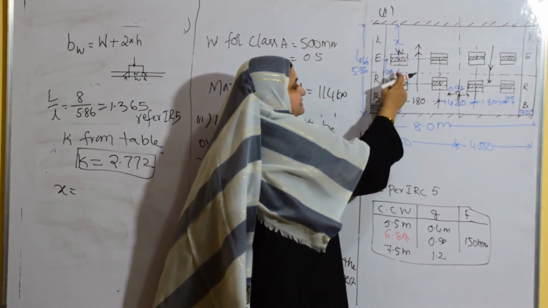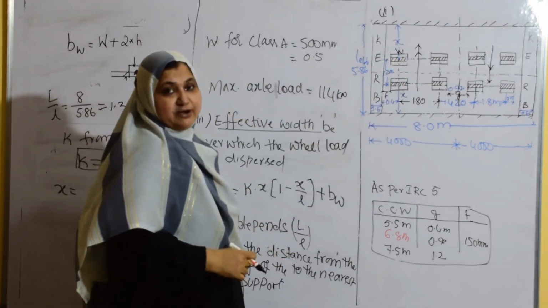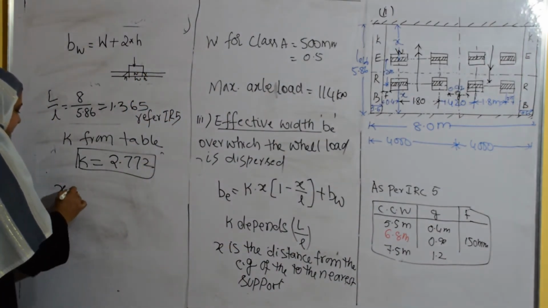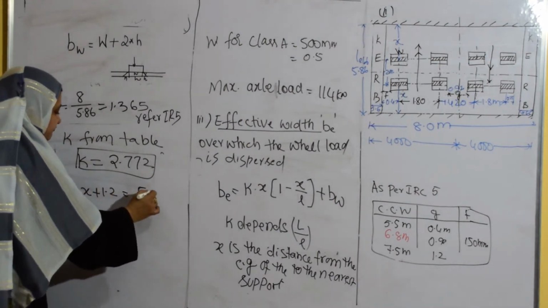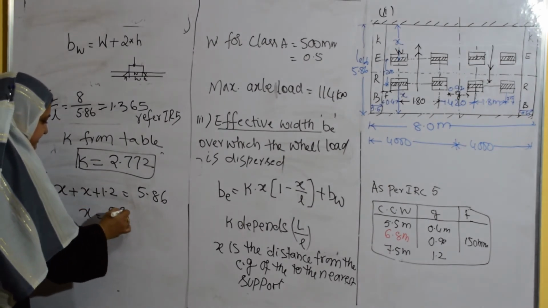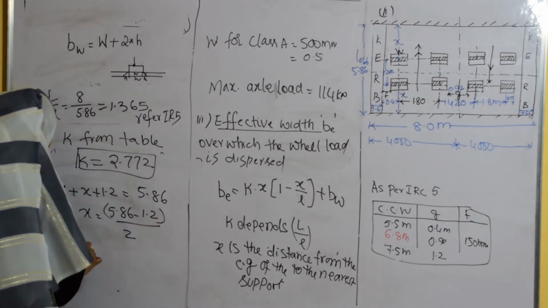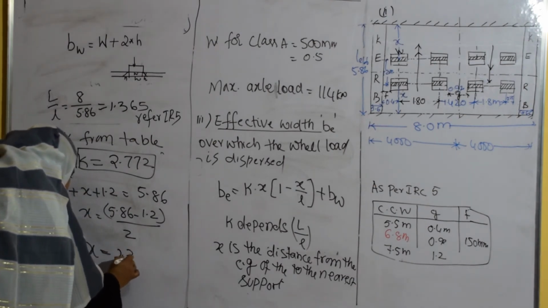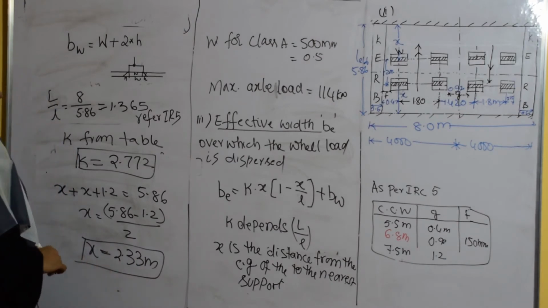X plus 1.2 plus X will be equal to 5.86. So I am using the same tactic to calculate X. X plus 1.2 meter is equal to 5.86, or simply X is equal to (5.86 minus 1.2) by 2. So we get the value of X as 2.33 meter. So this is required for us to calculate BE.